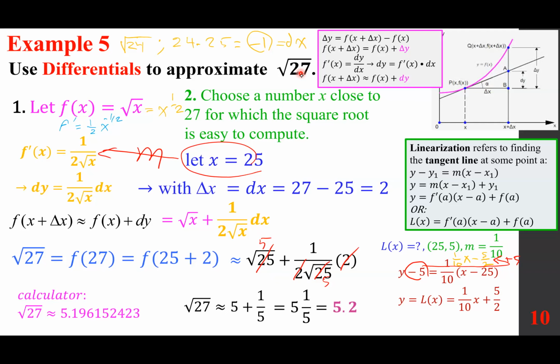L of 27. And if you plug in and you work it out, this is 27 over 10 plus 5 halves, and it works out to be 5.2. I'll leave it for you to verify that. And this number is identical. Linearization should be identical to using differentials.